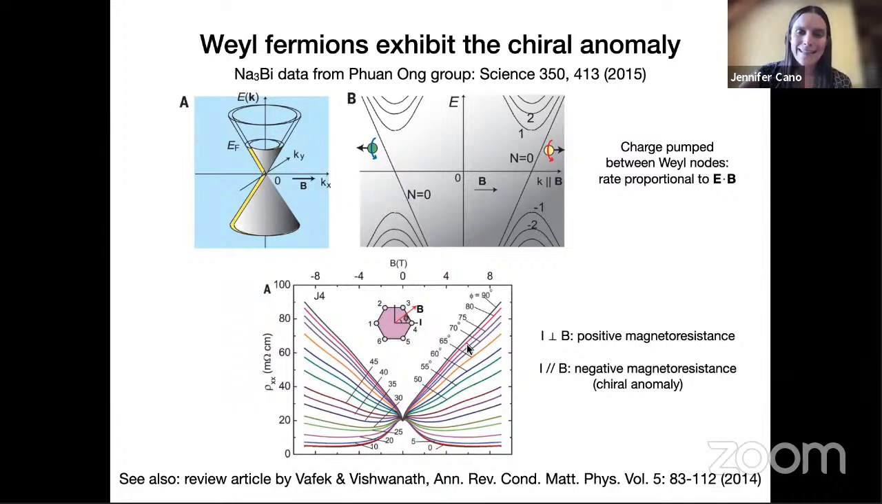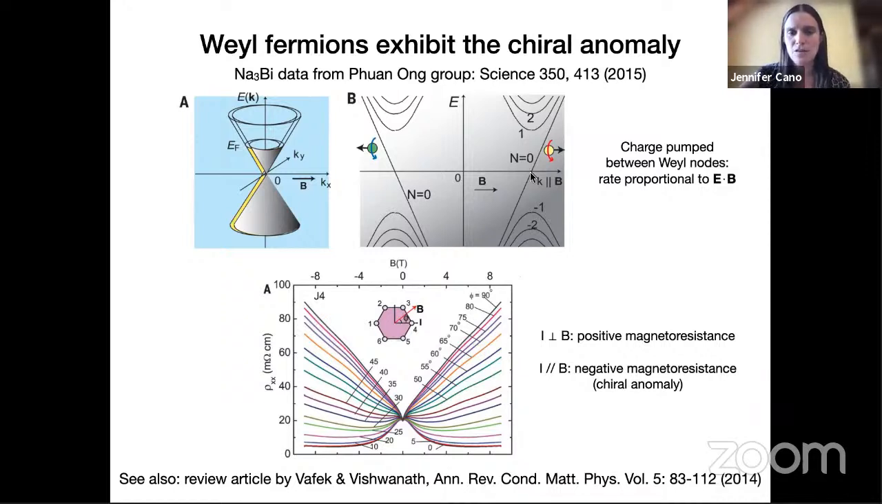And so when E is parallel to B, that's like the 0 degree plots, then what happens to the magnetoresistance is that as you increase the magnetic field, the resistance decreases, which means conductance is increasing. And so that conduction is exactly the conduction that's resulting from this E dot B term. And this is called the chiral anomaly because what it means is that left and right fermions are not conserved. That's basically the definition of chiral anomaly.